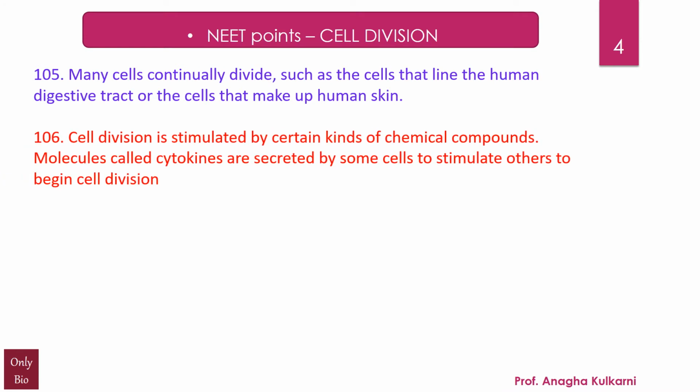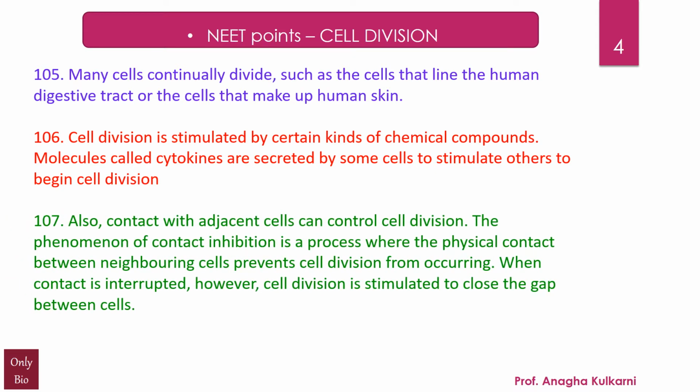Next, cell division is stimulated by certain kinds of chemical compounds. Molecules called cytokines are secreted by some cells to stimulate the others to begin the cell division process. Next, also contact with adjacent cells can control cell division. The phenomenon of contact inhibition is a process where the physical contact between the neighboring cells prevents cell division from occurring. When contact is interrupted, however, cell division is stimulated to close the gap between the cells.